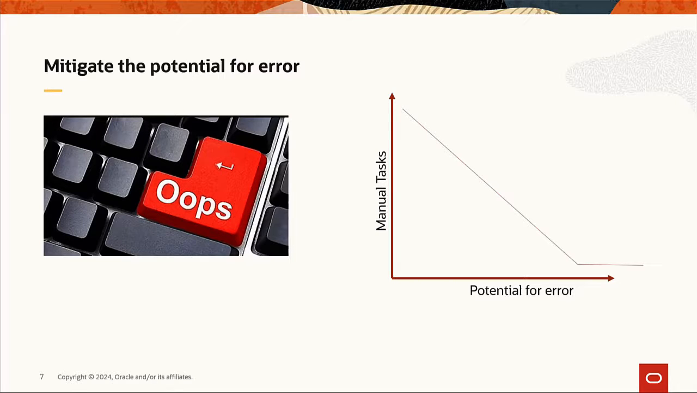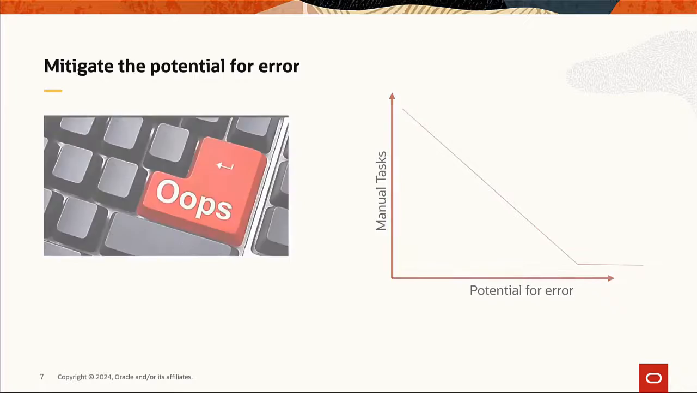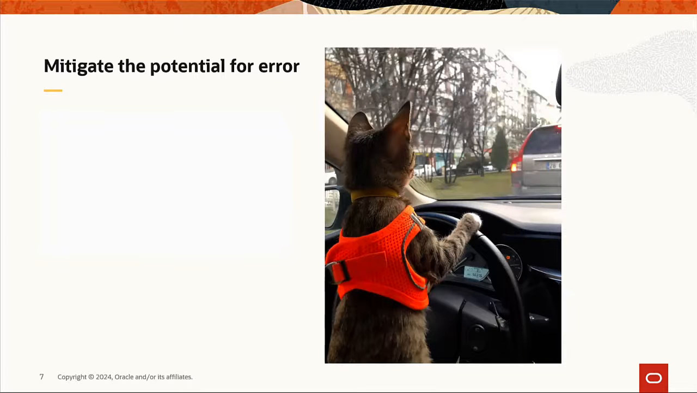But it's interesting because the more you automate, the lower the potential for error, but that never really makes it all the way to zero, because there's always some other facet involved there. It's kind of like, the chances of a cat stealing your car is pretty low, but never zero. And I hope everybody got as much of a kick out of that as I did when I saw this picture.